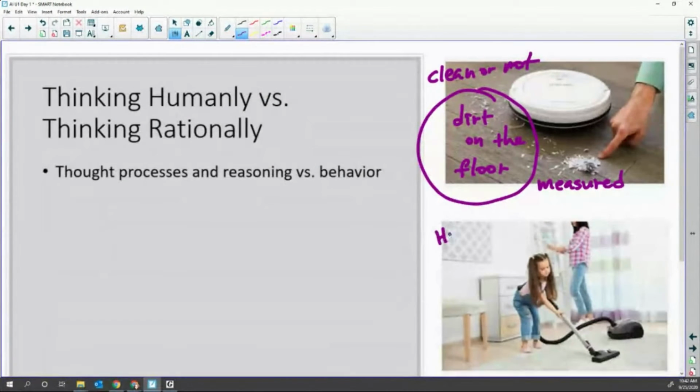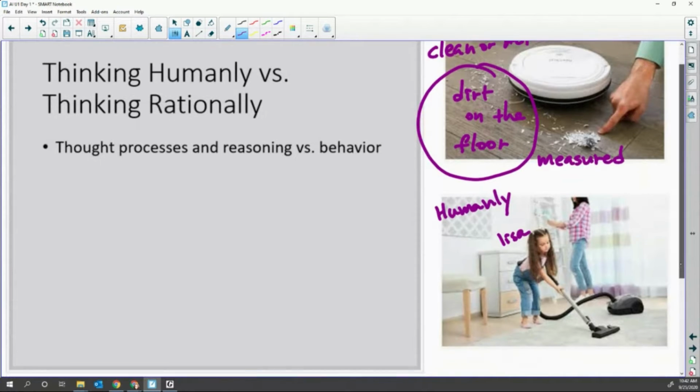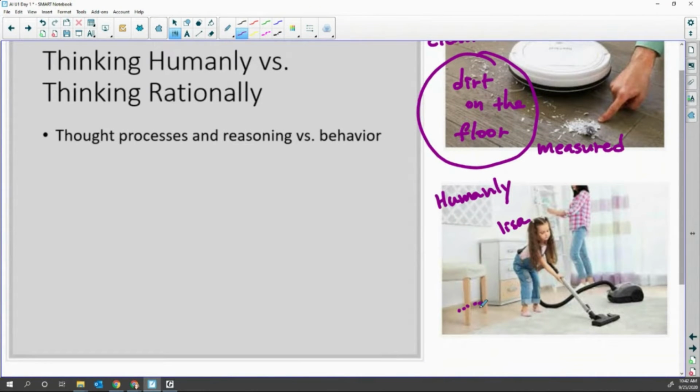Let's think about human thinking. Let's name her Lisa. I don't know why, Lisa's cleaning the room. Then let's just say there is dirt here. Lisa is a human, so she is thinking humanly. She has her own process, her own reasoning. After she cleaned only the carpet or rug, then she will think it's cleaned. So her measurement depends on her opinion.